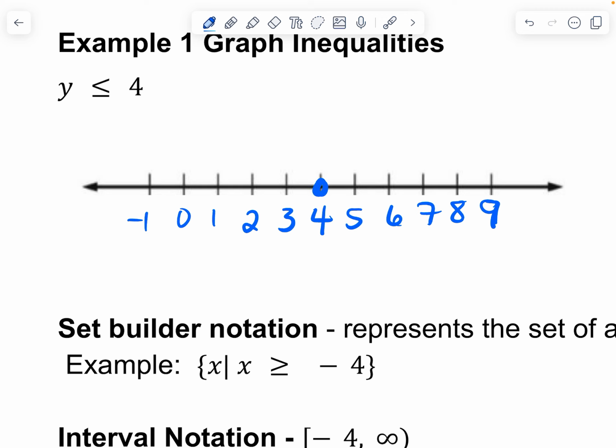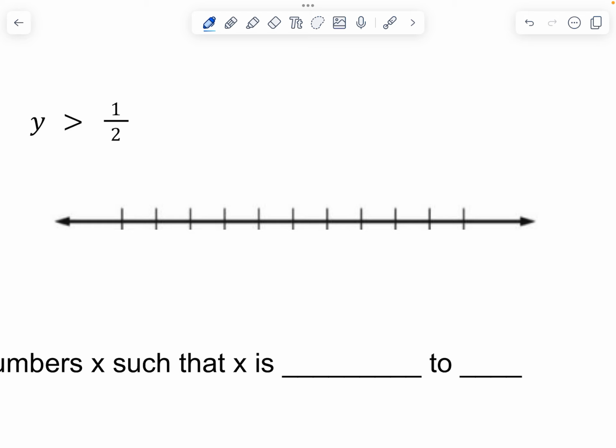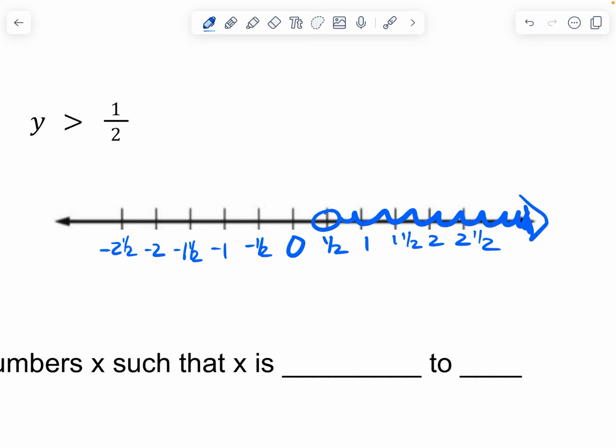It is a closed dot. It says less than, so I'm going to come this direction. And voila. Over here, this is greater than, but that's a half. So if you like starting at 0, that's fine. I'm actually going to go up by halves. 1, 1.5, 2, 2.5, and then go backwards. Negative half, negative 1, negative 1.5, negative 2, negative 2.5. That is an open dot, and that is the numbers greater than. So it goes this direction.